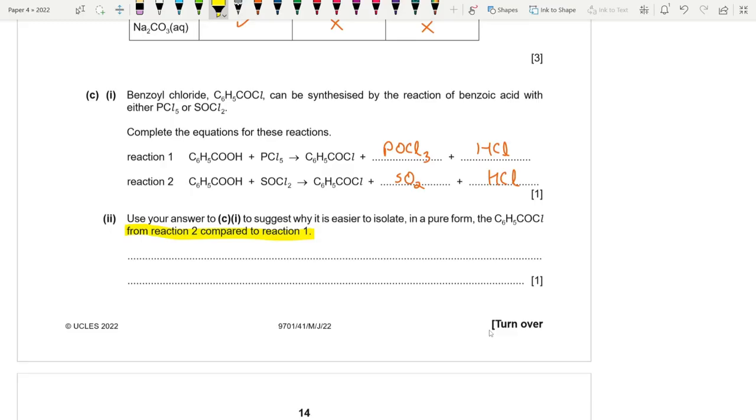So I always tell my students that the second one is much better than the first, mainly because the products are all gaseous, right? SO2 and HCl. So they're going to be removed from the apparatus very easily, and we're going to get a pure form, okay, of the product. But in the first one, actually, POCl3 is aqueous in nature, okay? So it will actually act as an impurity, okay? So this is very important for AS students as well as A2 students. Very important, guys.